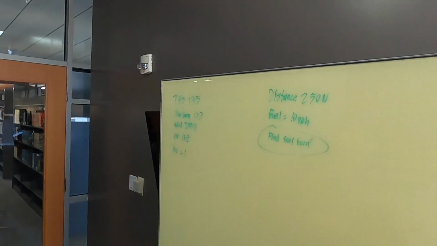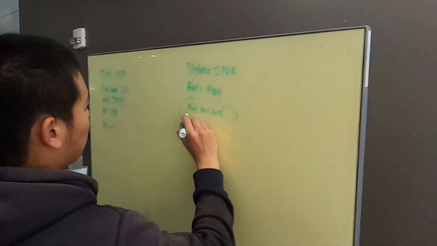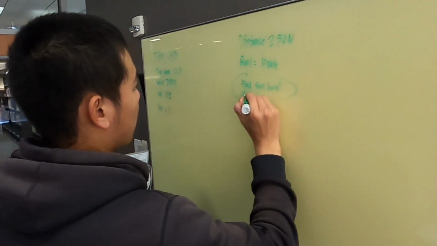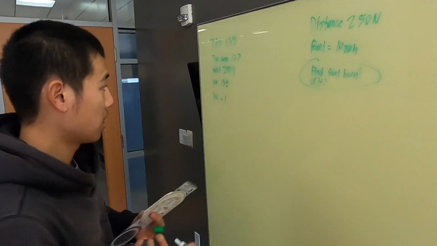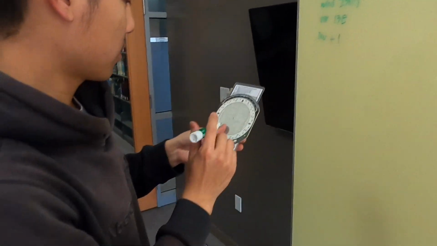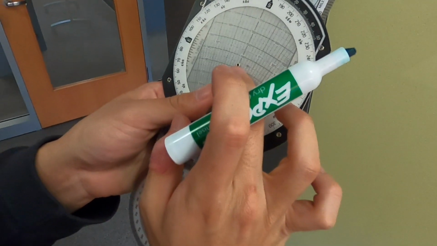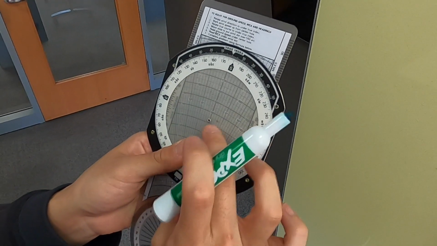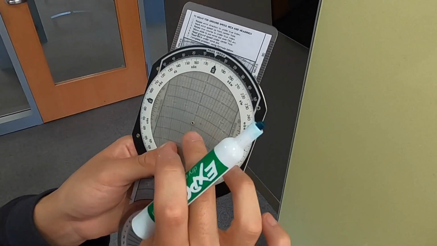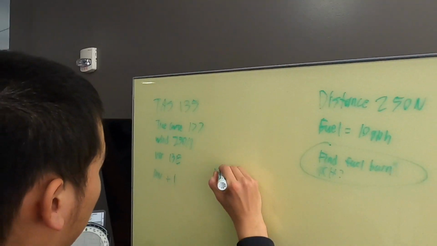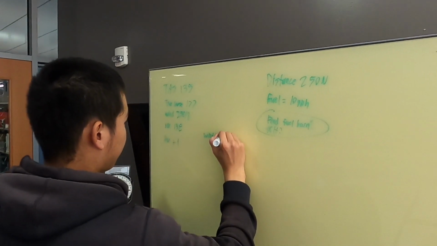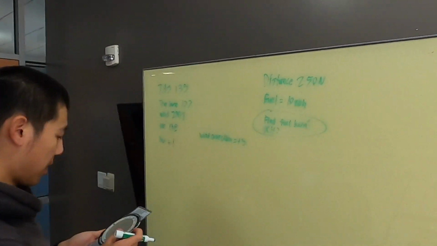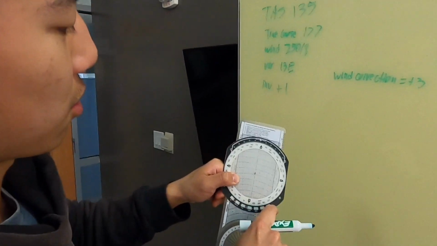Something I left out: we also need to find not only the fuel burn, but also our compass heading. So now, as you can see here, we have a ground speed of approximately 132 knots. Actually, yeah, 132 knots. And then we have a wind correction angle to the right of 3 degrees. So we can write down our wind correction. Now that we have that, we can go through the bottom portion to find our compass heading.